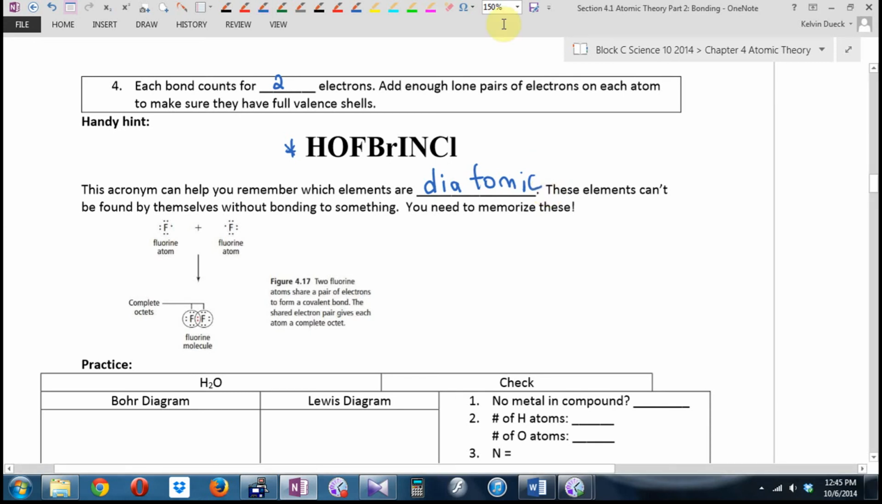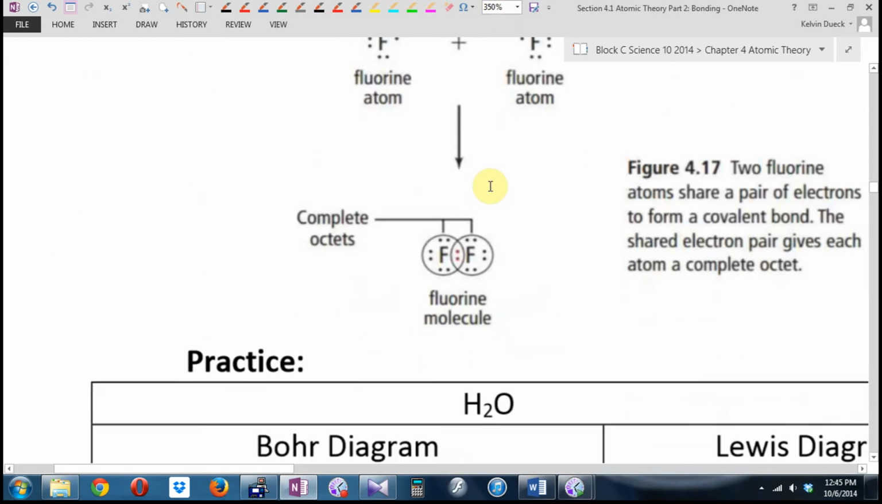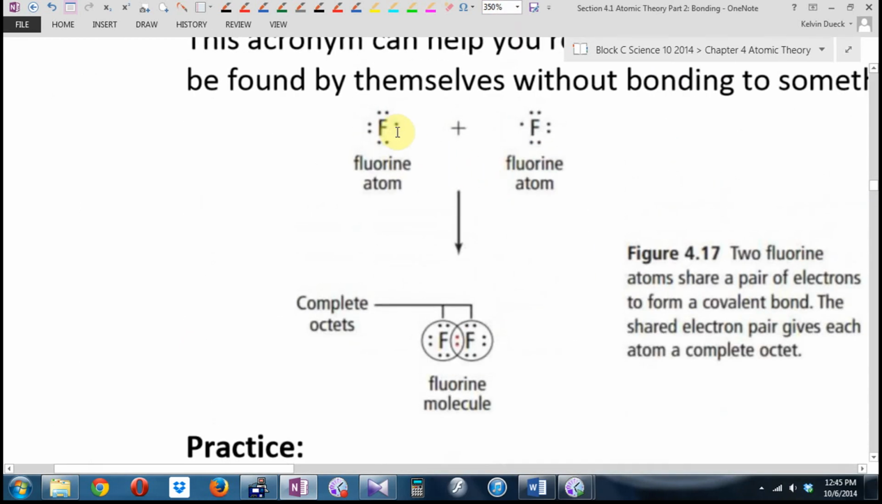As a little picture here, I'm going to zoom in. If you take 2 fluorine atoms, each of which needs 1 electron, what they can do is sit side by side and pair. So there is the bonded pair right there, and each of these pairs would be called a lone pair. So there's 2 fluorine atoms forming a covalent bond. The shared pair gives each one a complete octet, a group of 8.